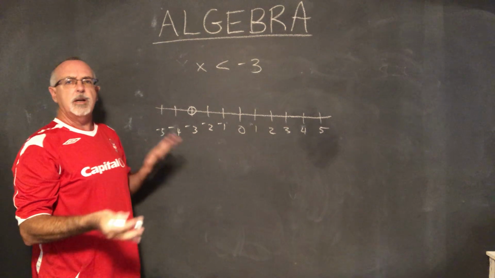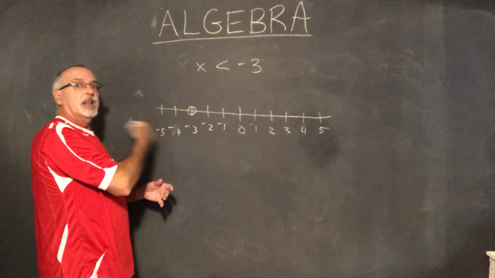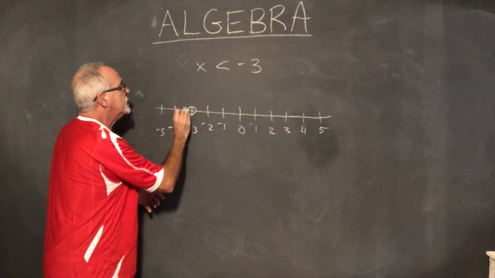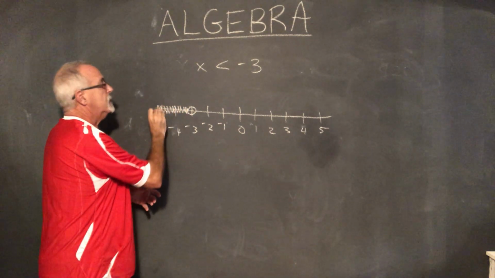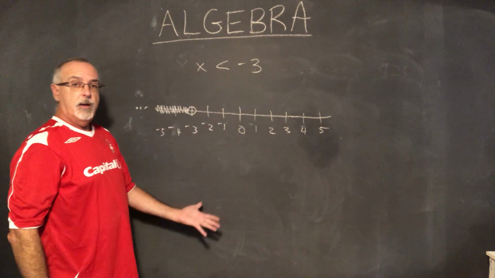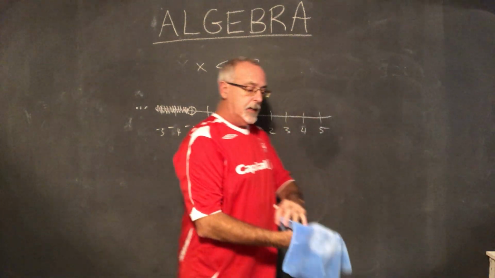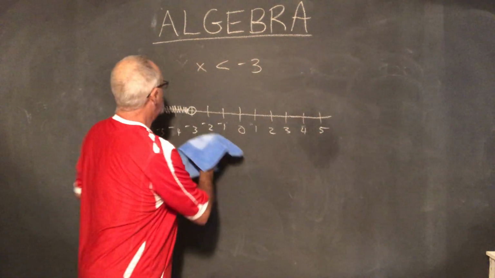With number lines, it's quite easy to remember because less than has a tendency to be to the left. Okay, so I'm going to shade the numbers that are less than -3, and it does continue onwards, so I'm showing that. I've graphed it. Not so hard to do. A negative number doesn't complicate things too much. Let's do a few more.